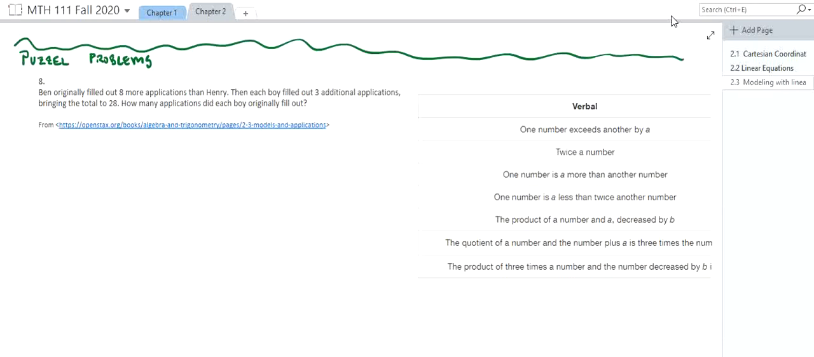So when we look at this question, what are we trying to figure out here? So we want to figure out how many applications each boy filled out. Well, we know the total number of applications was 28. And so this equals the number that Ben filled out plus the number that Henry filled out.